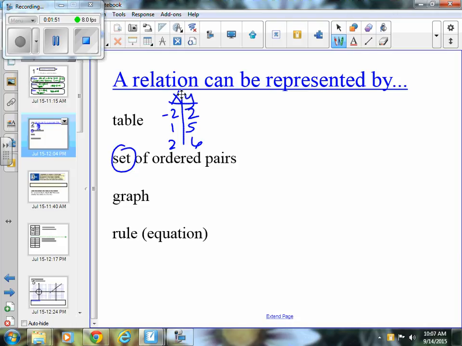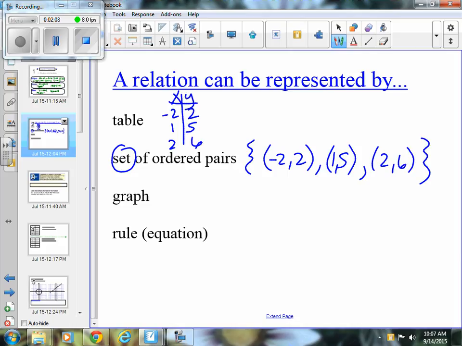A set of ordered pairs. Sets are groupings of things, like a set of luggage, a set of dishes, a set of keys, a set of golf clubs. They belong together. So to show sets, we use the brace, and then we just write out that list showing all the points. So a set, we can think of it just like a list in this case. So think of a set of ordered pairs just as the list of them with the braces. Graph is just making a quick sketch. So you guys are familiar with that.